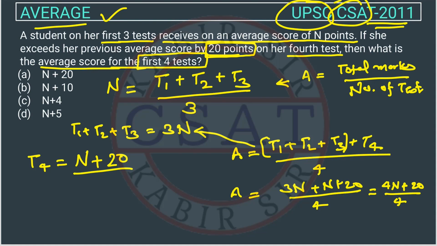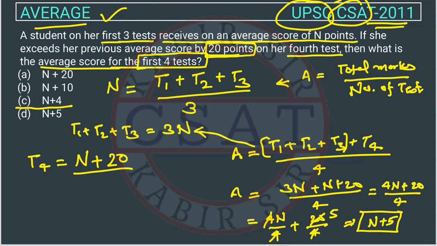Or we can write it like this: 4n upon 4 plus 20 upon 4. So this 4 will cancel this 4, and 4 5s are 20. So this will be n plus 5. So the answer is option D. So n plus 5 is the correct answer.